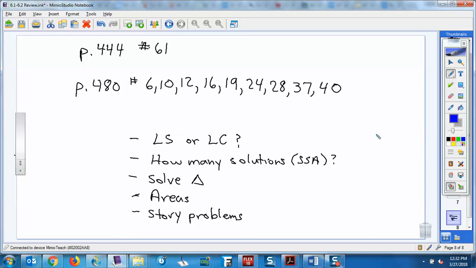Okay, some story problems potentially. And then for that top one, is it law of sines or law of cosines? We did some of that yesterday where I asked you, what would you use? If it's angle, side, that's law of sines. Side, angle, side, that's law of cosines. So there might be a few like that you would do.